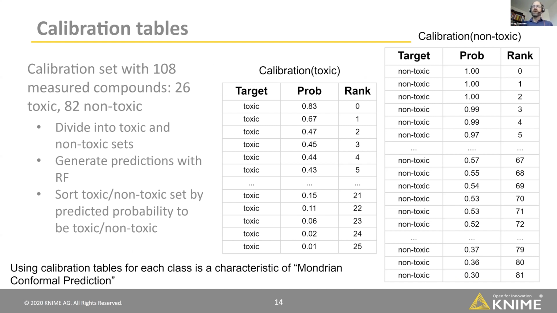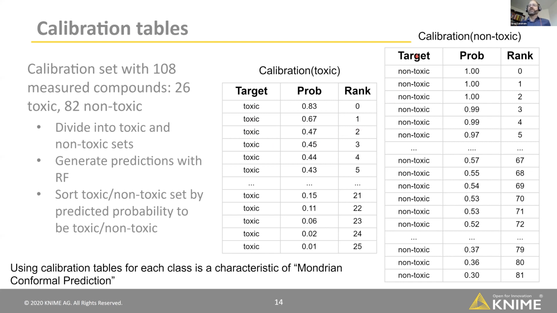What we start by doing is build the random forest with the training set. Then we take the calibration set and we get predictions for each of the rows of the calibration set from the random forest. We divide that calibration set into two pieces. The first is a table of the rows that are actually in the toxic class.